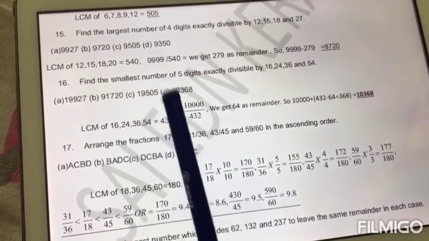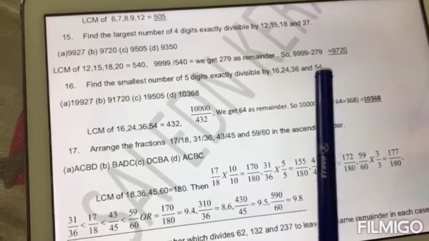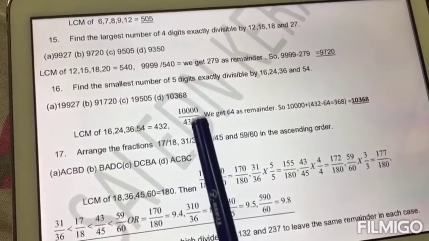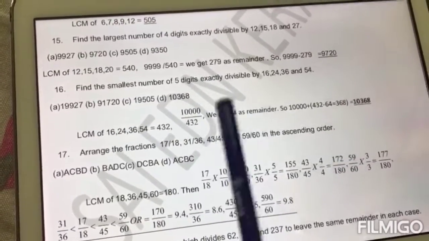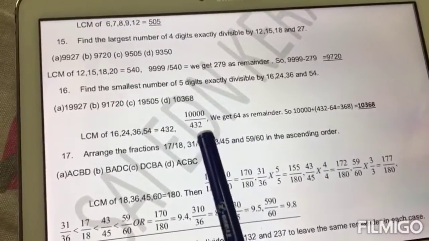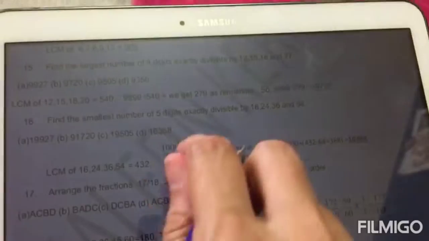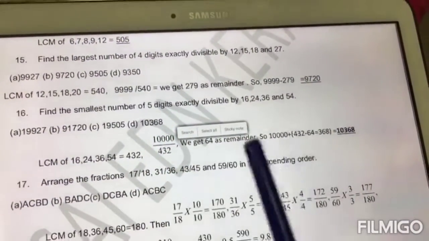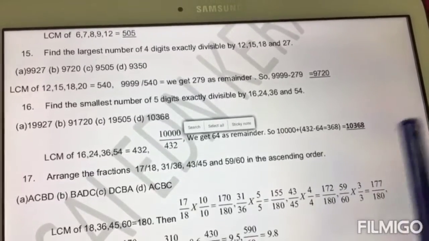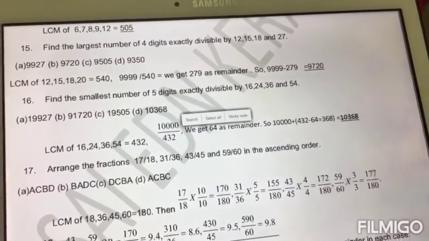Number 16. Find the smallest number of 5 digits exactly divisible by 16, 24, 36 and 54. First find the LCM, right, which is 432. Now the smallest 5 digit number is 10,000. So 10,000 divided by 432, we get 64 as remainder. So we have to add 10,000 plus 432 minus 64, which is 10,368, and this is the smallest 5-digit number which is exactly divisible by these 4 numbers.